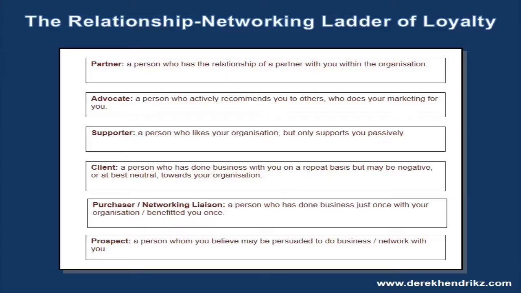The next level would be the purchaser or the networking liaison. In other words, somebody who's done business with you or who's benefiting from you. Then we move this person to a client or customer. This is the person who you repeat business with. The person's not negative, but is just neutral. The fourth level would be the level of supporter, where the person starts liking your organization and telling other people about it. The advocate is when the person actively recommends you to others, markets you.